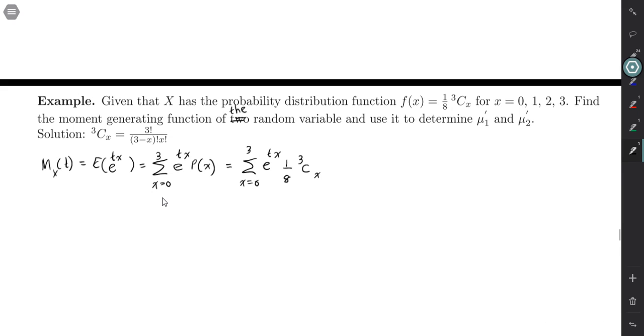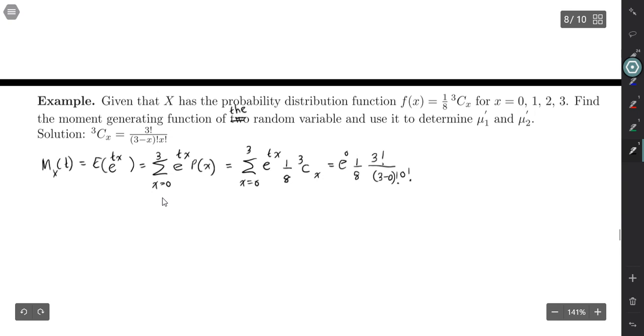Our p(x) is 1/8 times 3 choose x. Let's find the exact values when x is 0, 1, 2 and 3. When x is 0, we have e to the 0 times 1/8 times 3 factorial over (3 minus 0) factorial times 0 factorial. I used this exact expression for 3 choose x. So this is when x is 0.